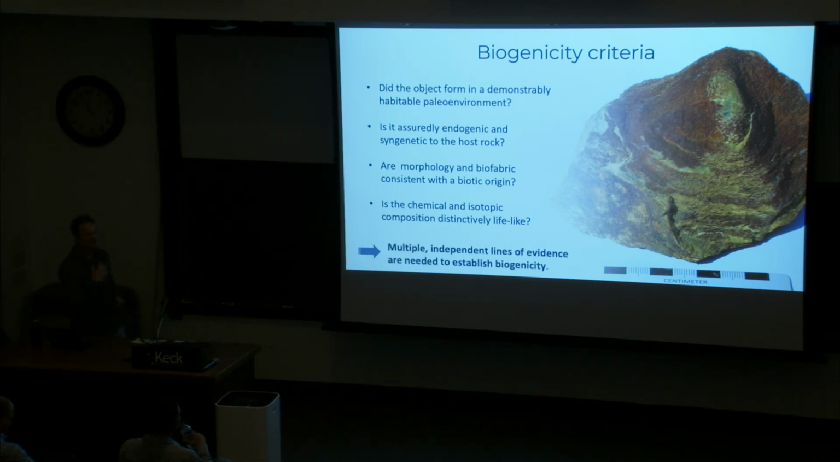So in the end, as we have heard in previous talks, we really need multiple independent lines of evidence to establish biogenicity. So the more, the merrier, to prove if a structure was really biogenic in origin.